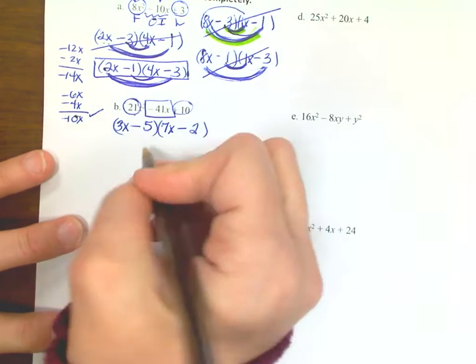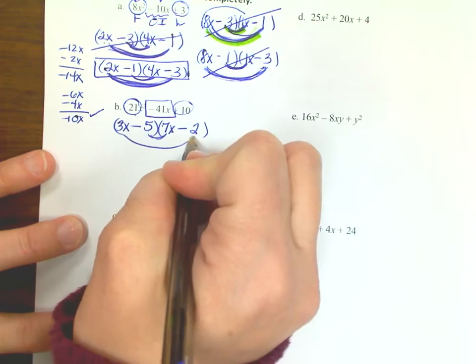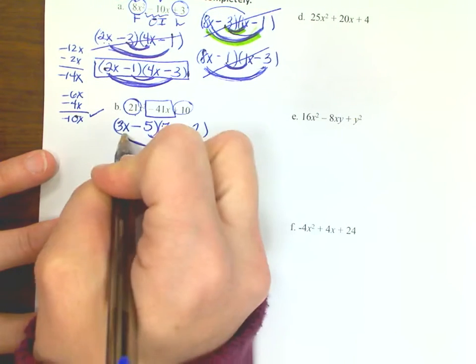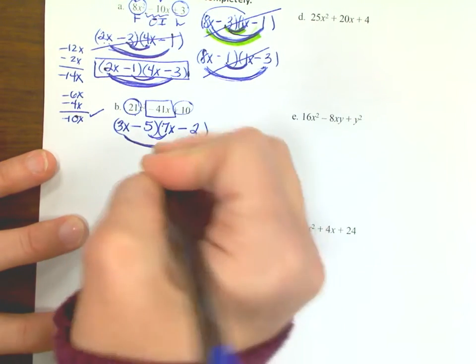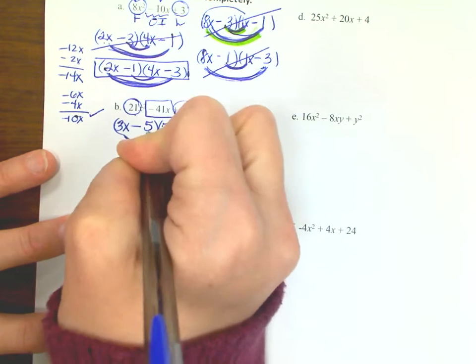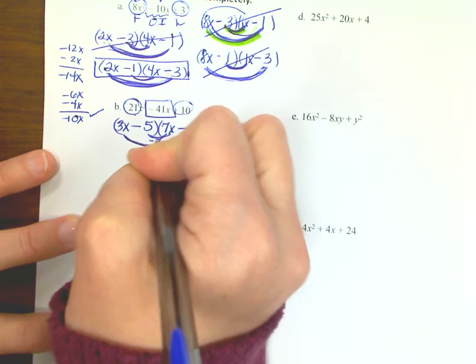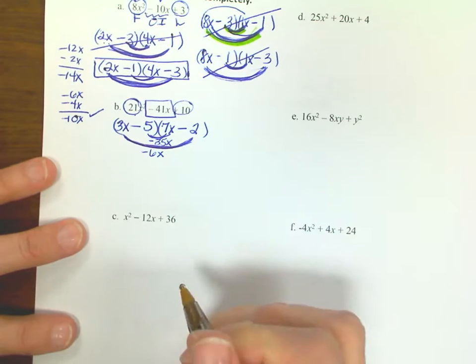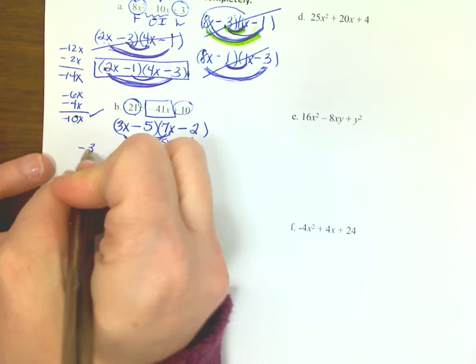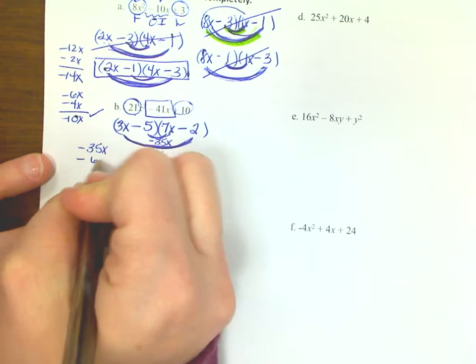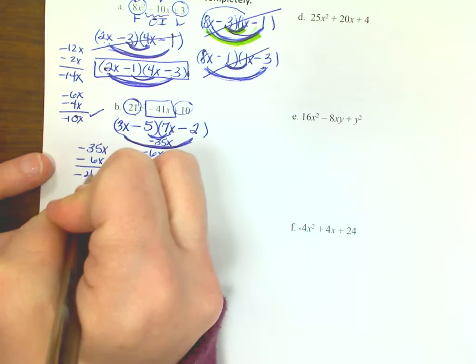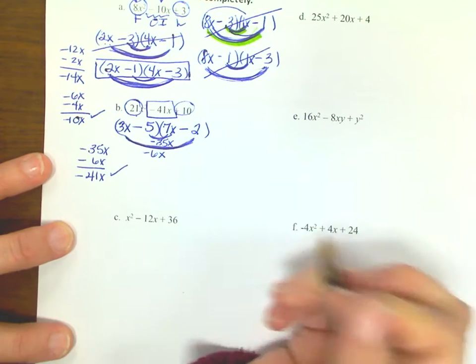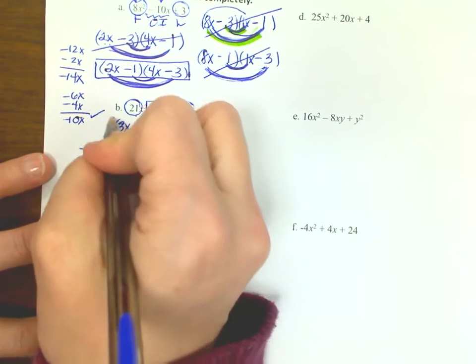All right, so let's try this. Let's try our inside and our outside terms. Our outside terms make negative 6x. Our inside terms make negative 35x. And so let's see what happens when we put those together. Negative 35x with negative 6x makes negative 41x. Oh, we got lucky the first time. Looks like we have the correct factorization right here.